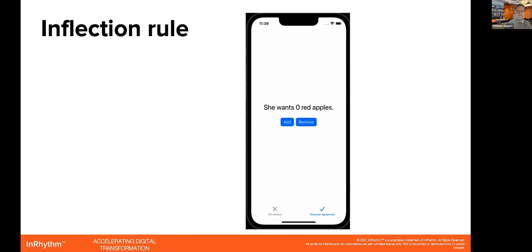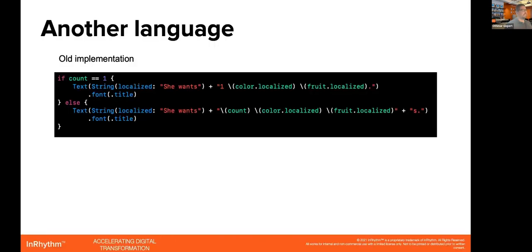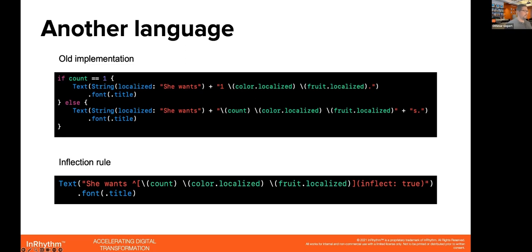Okay, but what if you want to add another language, right? You want to support different regions or different countries. Well, then you will have to add a localized string for the sentence. And obviously you will have to add localized strings for the color and the fruits and everything else. And in the else case, well, you will have to do the same. Now with the inflection rule, you don't have to do anything else. I mean, as you can see, this is exactly the same line as it was before.